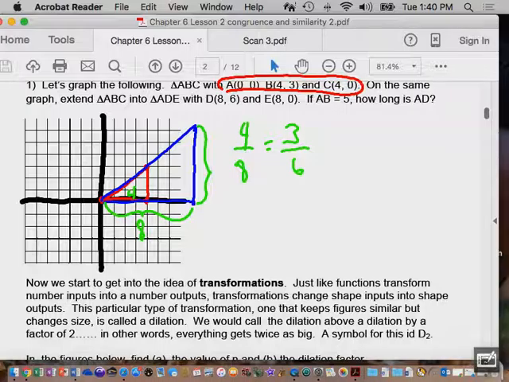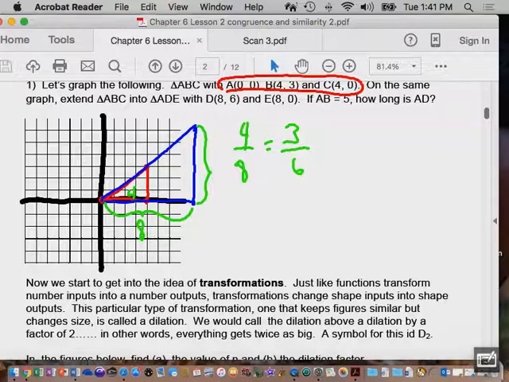Okay, now, we're going to start getting into the idea of transformations. The idea that we take a triangle, or a square, or a rectangle, or a trapezoid, or any other figure, quadrilateral, and we change their shapes. Sometimes we move where they are. Sometimes we make them bigger or smaller. Sometimes we rotate them. Sometimes we flip them. Sometimes we slide them, okay? So that's what we're working on right now.